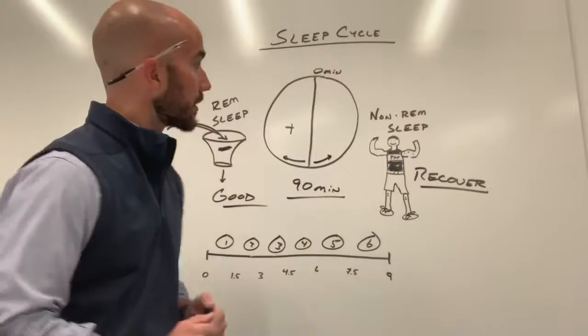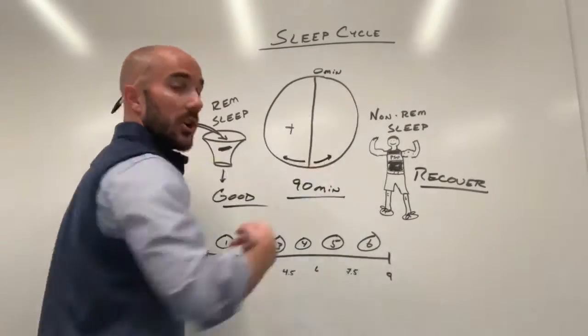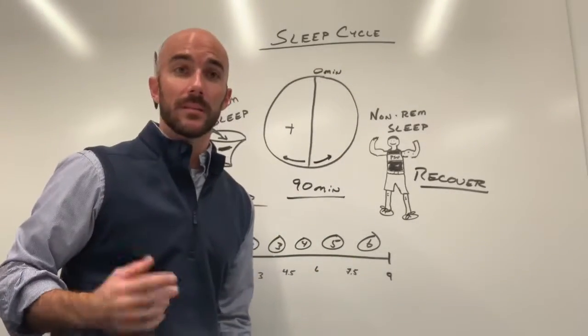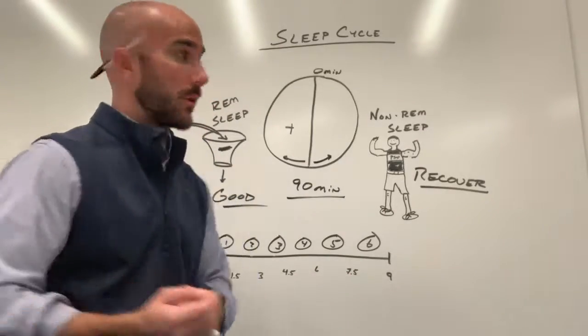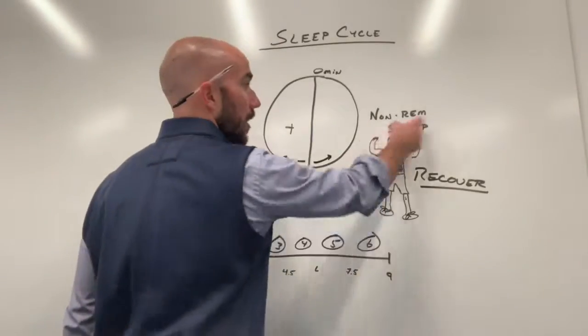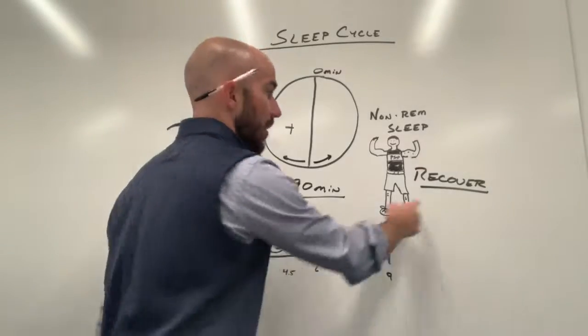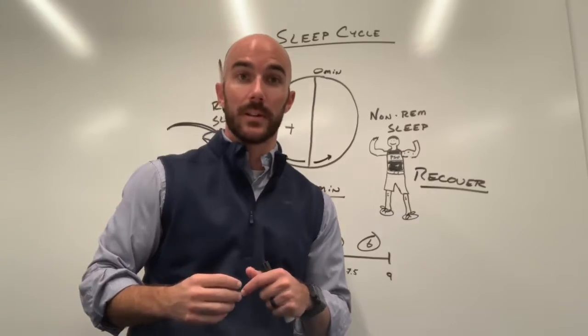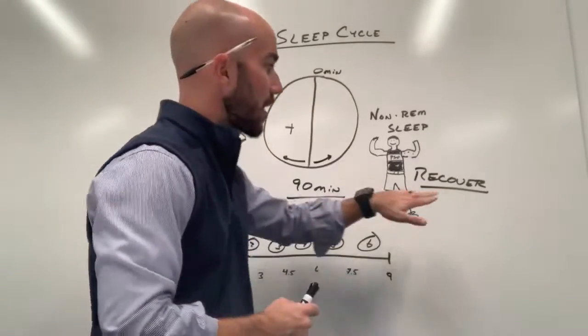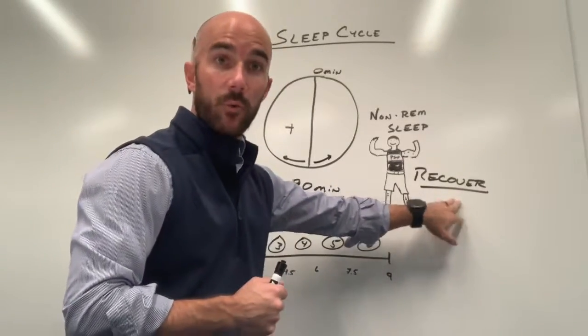So sleep cycle in a nutshell. It occurs about once every 90 minutes, depending on the person, depending on the situation. It may be a little longer, a little shorter. It has 2 areas. We have non-REM sleep. That's all about recovery. We secrete a lot of different hormones at that period of time. And if we can maximize this, we can really realize full recovery.